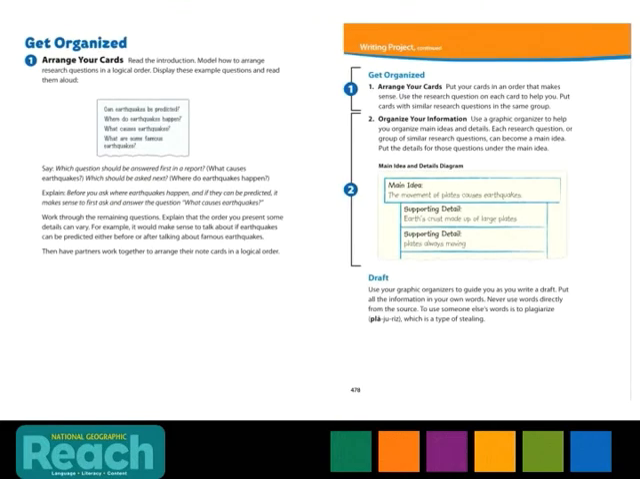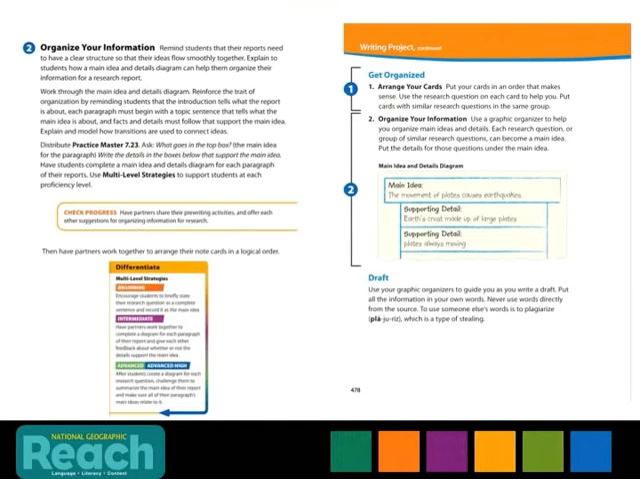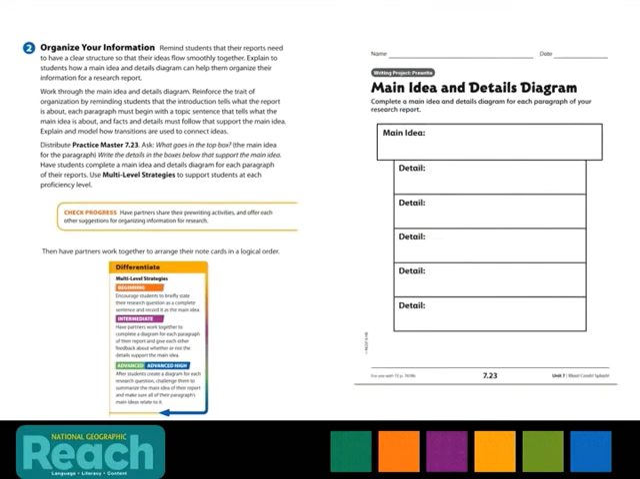The next step before students begin writing the first draft is to get organized, modeling how students can arrange their note cards in a logical order, followed by how to organize the information in their report so that there's a clear structure. Here, students will use their practice book to create a graphic organizer that will help them to organize the main ideas and details of their report.